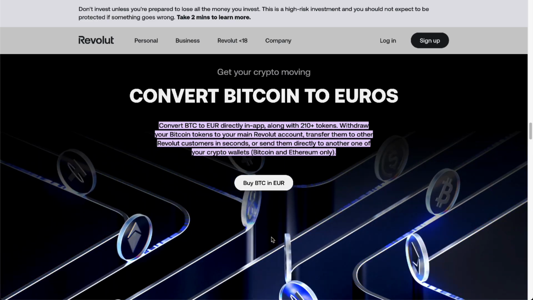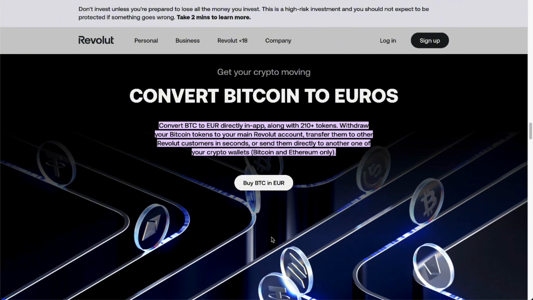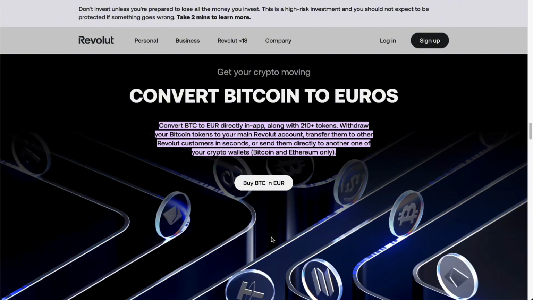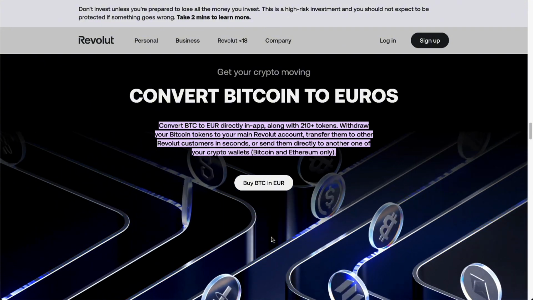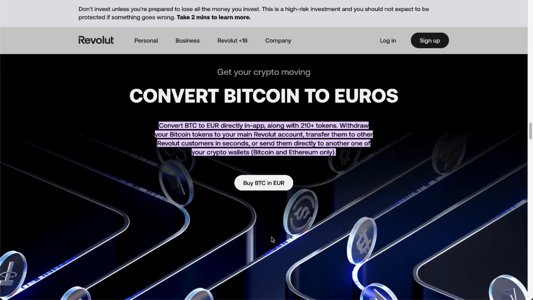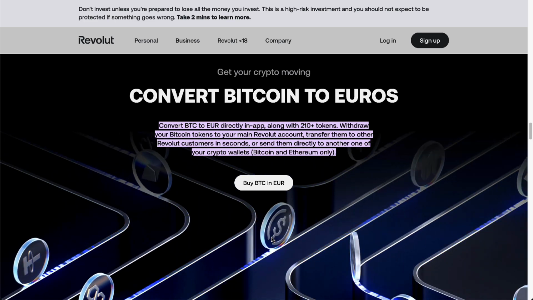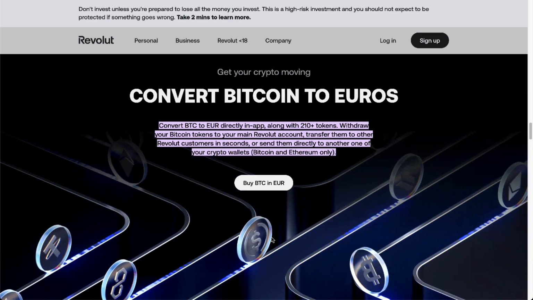So you will have to go to your crypto trading panel and then look for the pair Bitcoin and Euro, and then you will have to initiate a trade right there. So that's how you would do it basically. So it's just that simple.